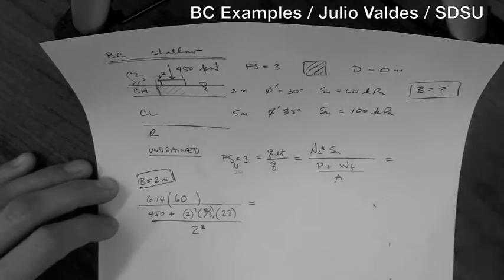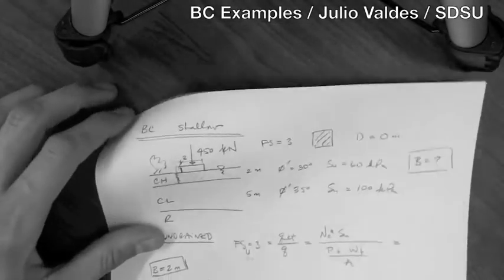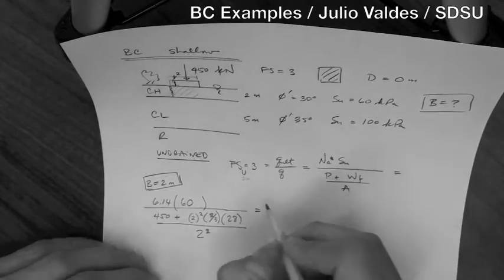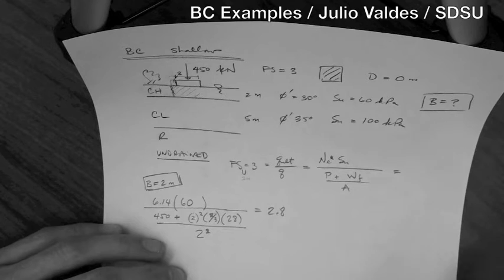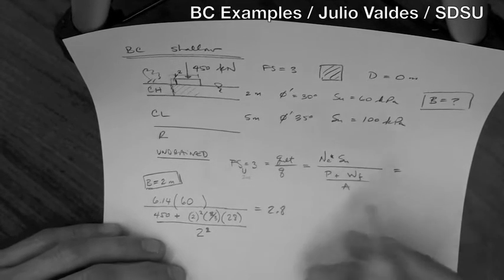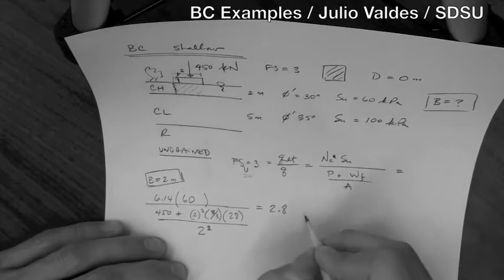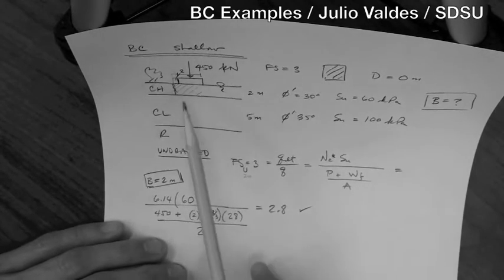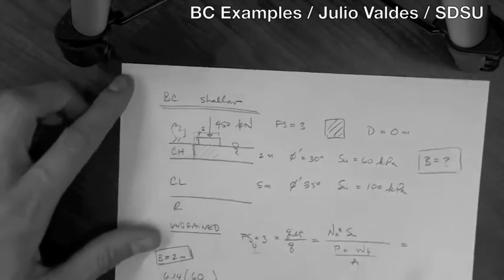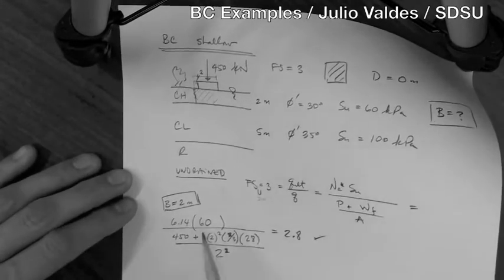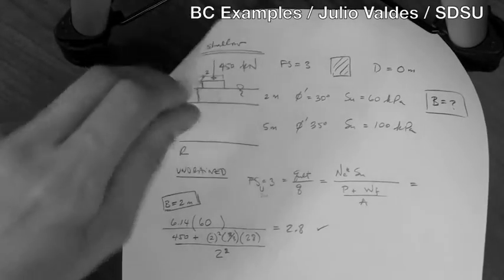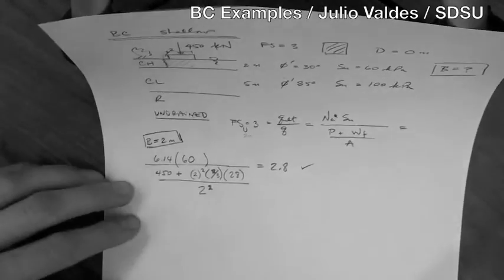So let's see what this is. Okay, so the answer for the factor of safety here is 2.8. Okay, now this is close to 3, so we are okay with this. Therefore, our foundation size, at least for the undrained case, the one that works, is a 2 meter by 2 meter foundation. Okay? Now let's see what happens in the drained case.